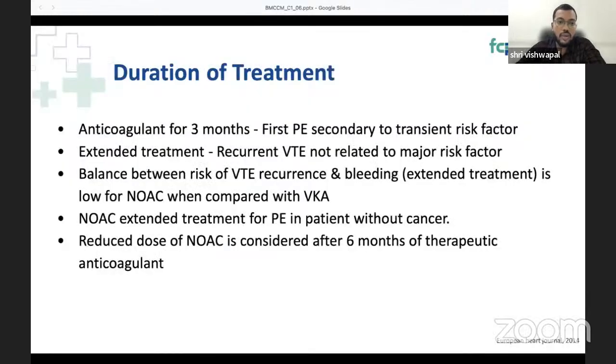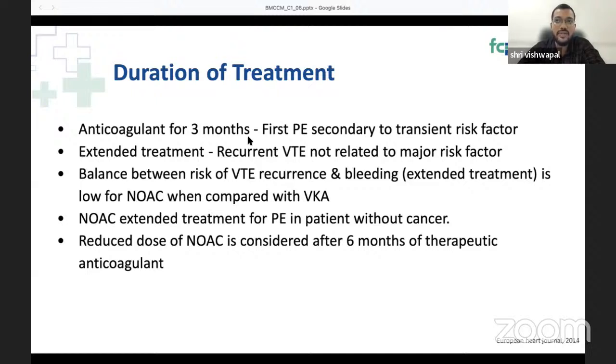Okay. So what is the duration of therapy? We could separate pulmonary embolism into two types: one based on a risk factor, and one without a risk factor. If the patient with pulmonary embolism has a transient risk factor, you could definitely go with anticoagulant for 3 months.